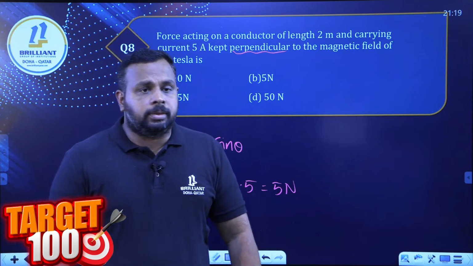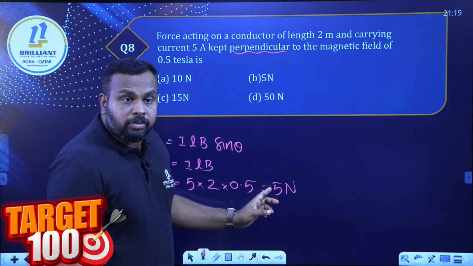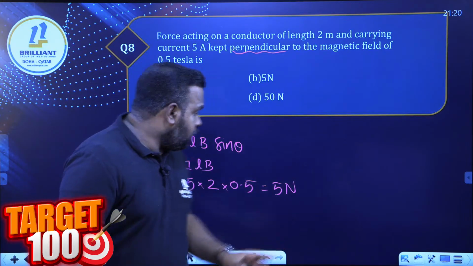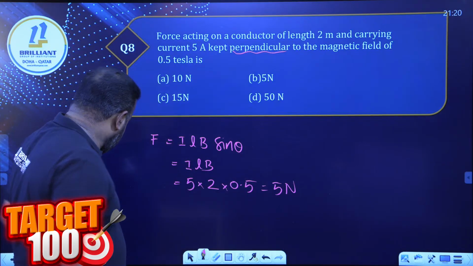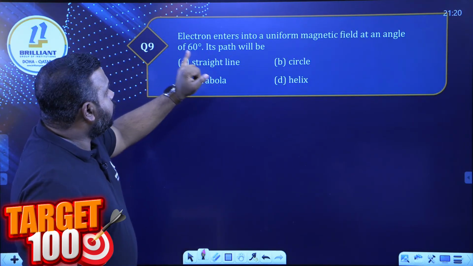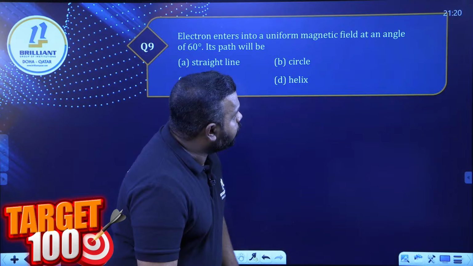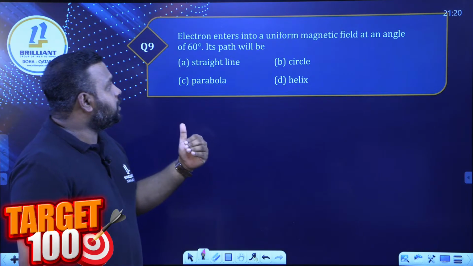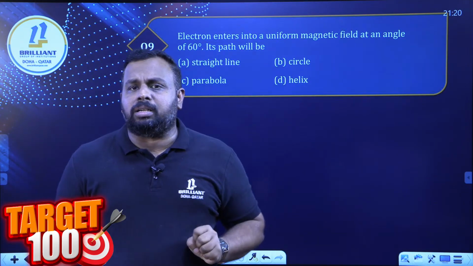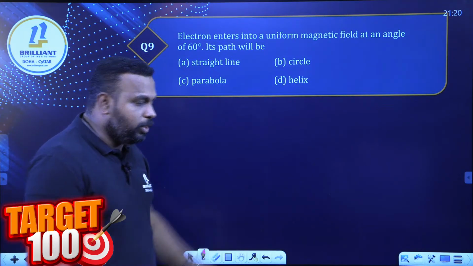Very simple question. 5 Newton. Yes. So I think it's clear. I am going to the next question now. Question number 9. Electron enters into a uniform magnetic field at an angle of 60 degree. Its path will be, they are asking only the path. What is the nature of the path? Please comment your answers.